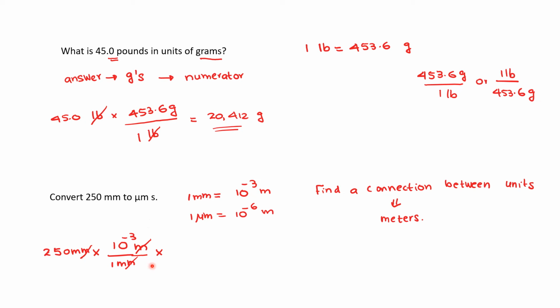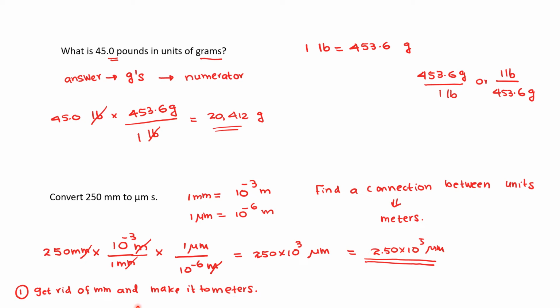So we are going to do another step where you have meters in the denominator and micrometers in the numerator. You can see meters and meters cancel out, and you are going to end up with a micrometer answer. So remember, we did two things here. First, we got rid of millimeters and made it meters, and in the second step we converted meters to micrometers.